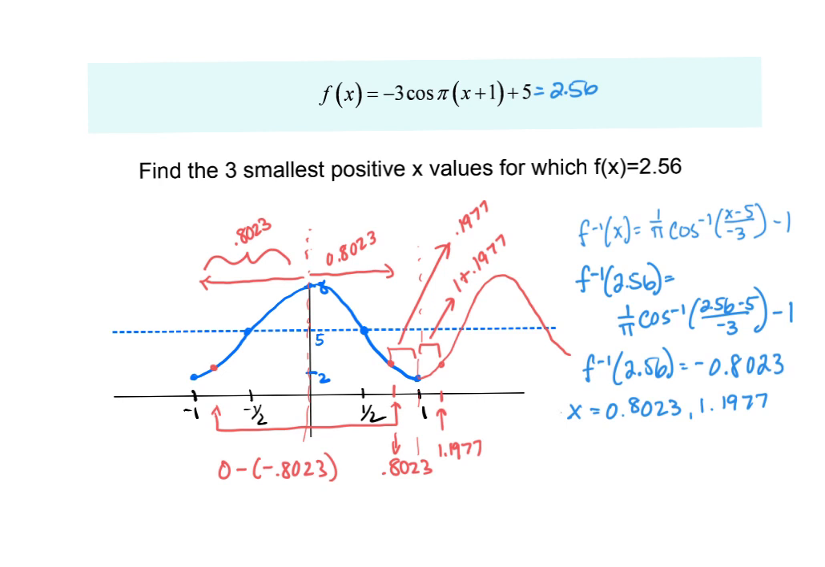So I'm going to take these and add my period. And now remember, the period is 2 pi over b. And b was pi, so my period is 2. So I can get the next non-negative number by adding that period, 2.8023. And it asked for the first 3 smallest positive x values. I could find another one, but that's going to be larger. And I really just need 3. So these are my answers.